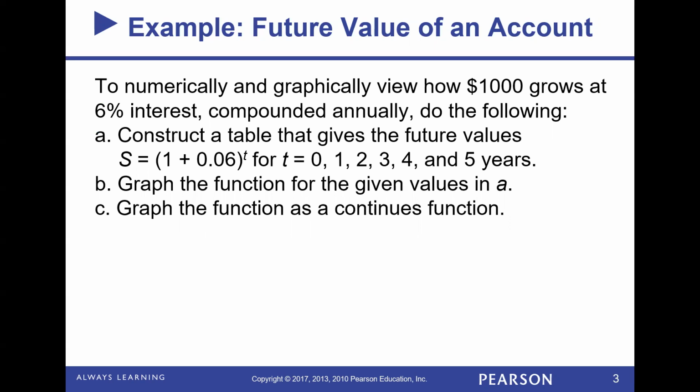So with our first thing, as we jump in, numerically and graphically, we're going to look at how $1,000 is going to grow at 6%. Now we're going to do it compounded annually, and we're going to do this in kind of a table format. Now we've looked at this a little bit already.